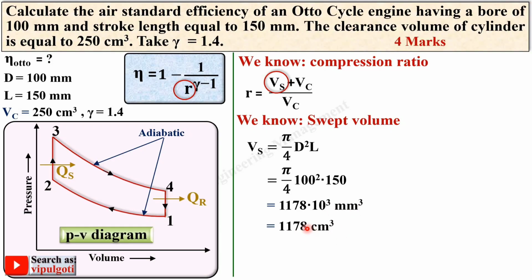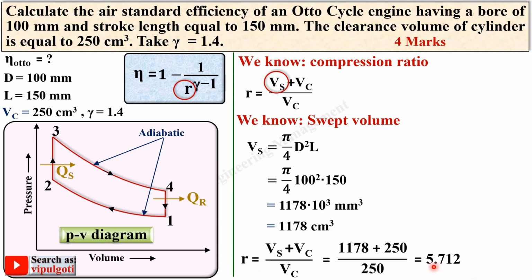Now I can put this value into this equation so that I will get R, the compression ratio. Put the values over here: Vs is equal to 1178 plus Vc is equal to 250, divided by Vc again. Simplify it so that you will get R, the compression ratio. Again, it is the compression ratio, so it must be unitless.